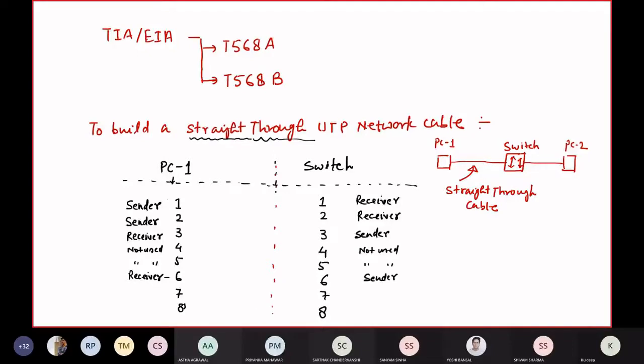Now you see, suppose data needs to be sent, or data needs to be transmitted. So how do these pins need to be connected through wire?